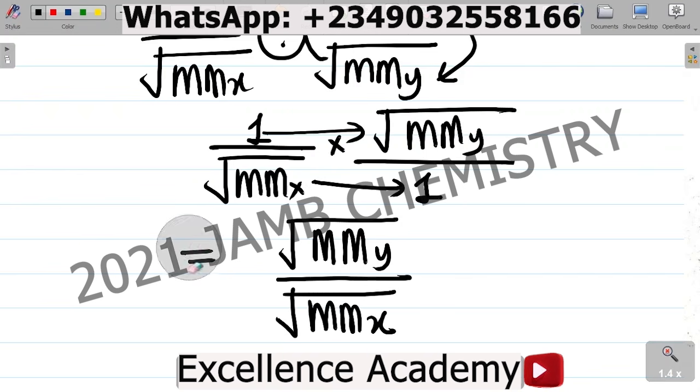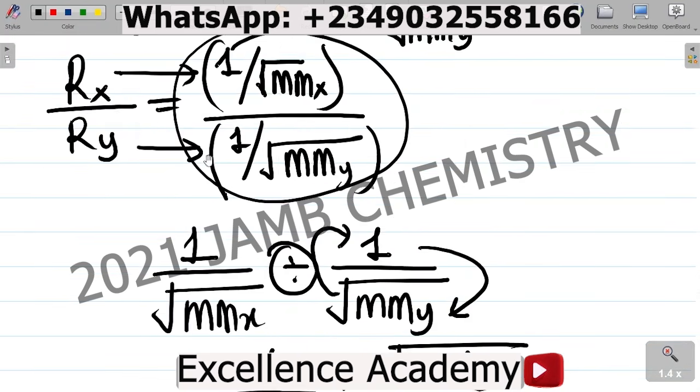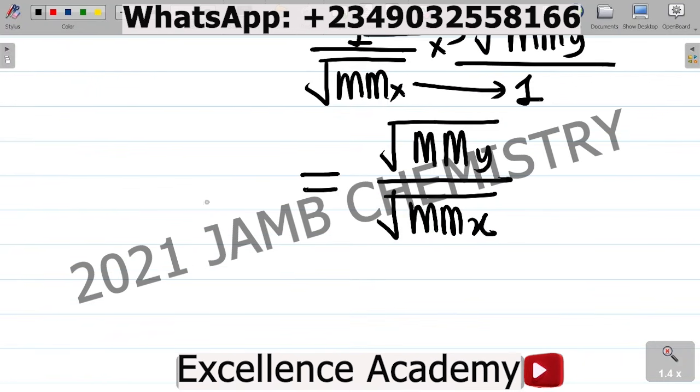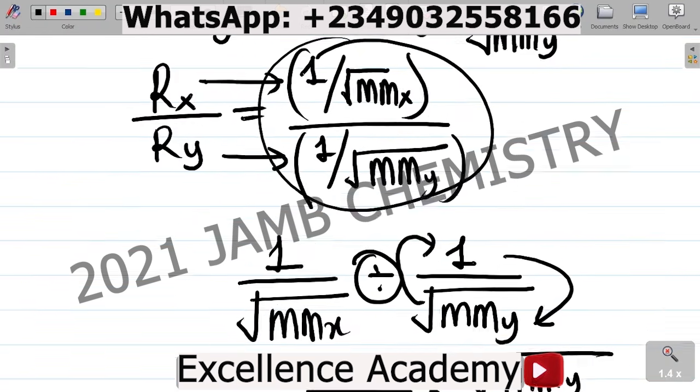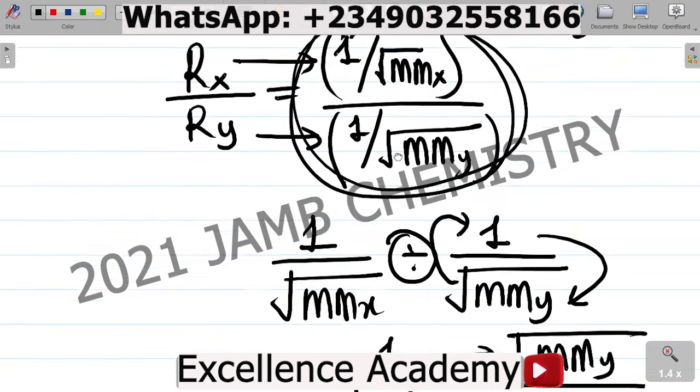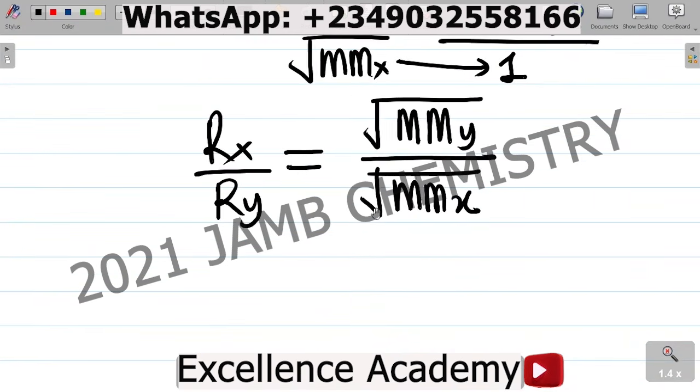So this expression here is equal to, don't forget, Rx, the rate of diffusion of X, to the rate of diffusion of Y. So this is equal to Rx all over Ry. I only simplified this part, and I had this answer.